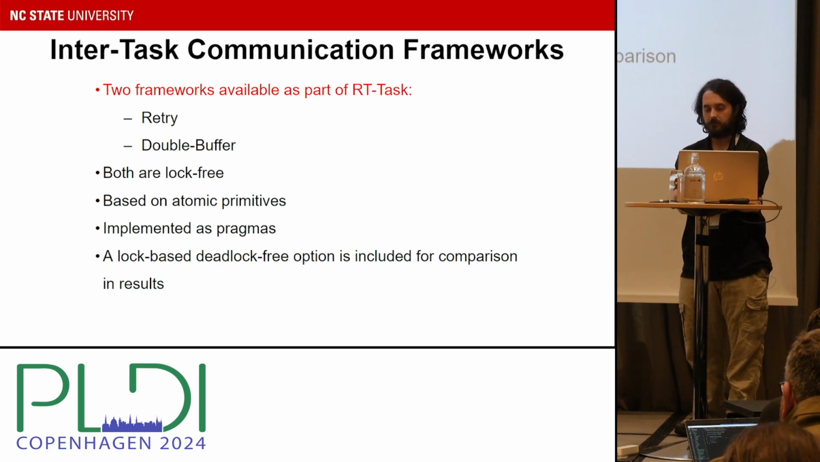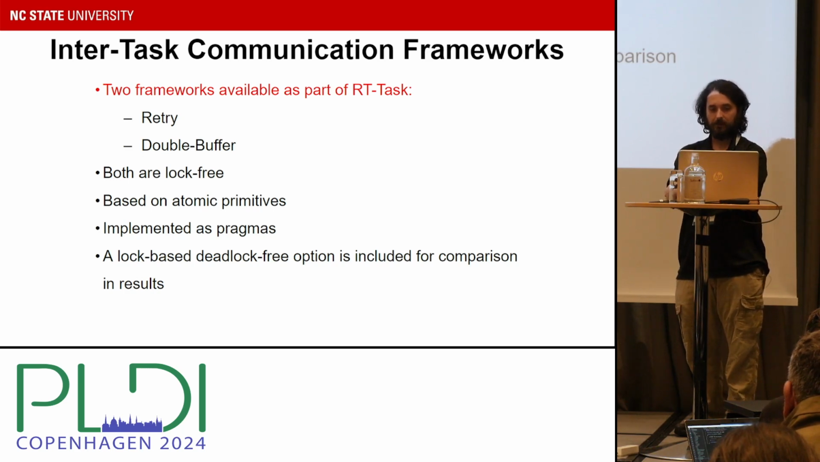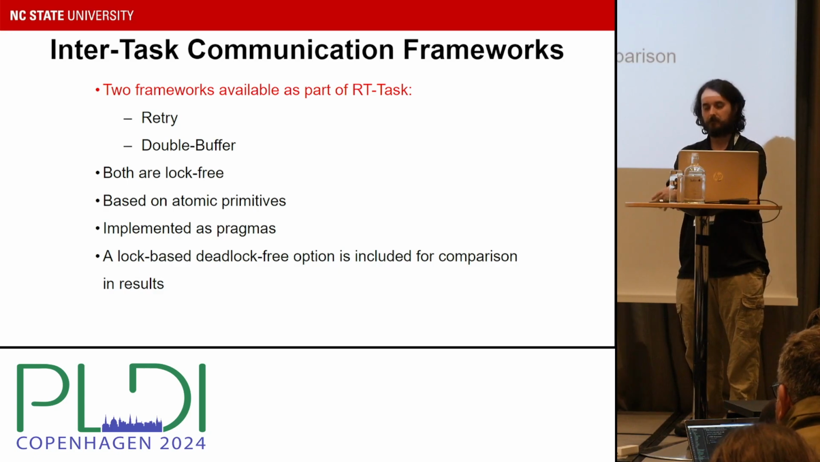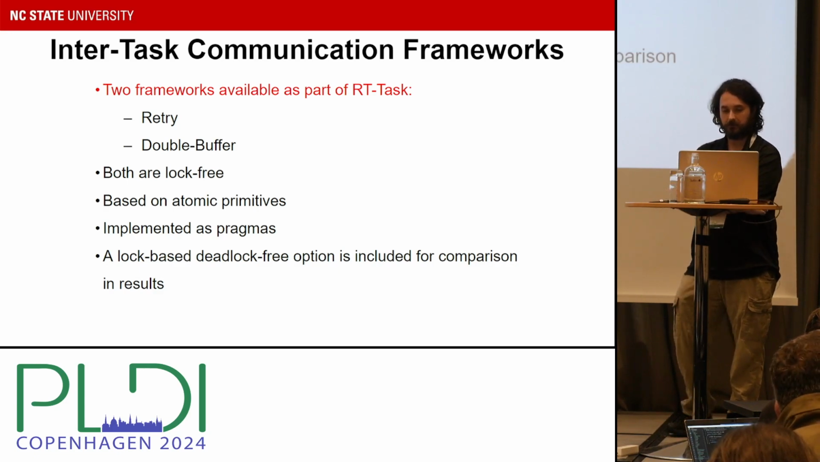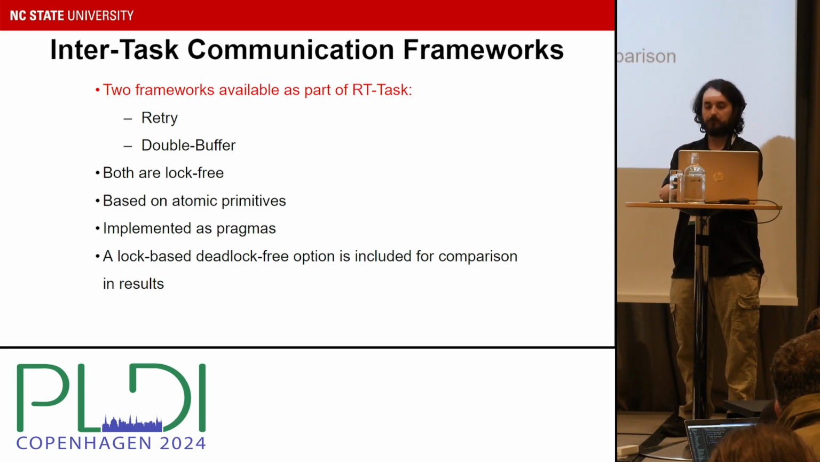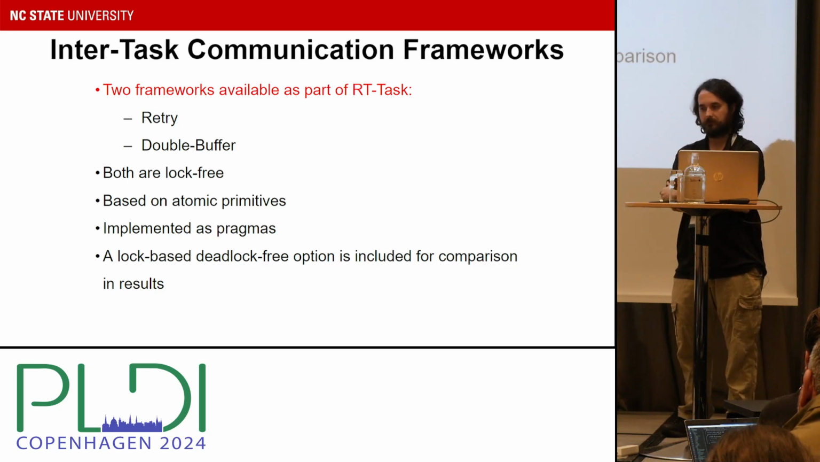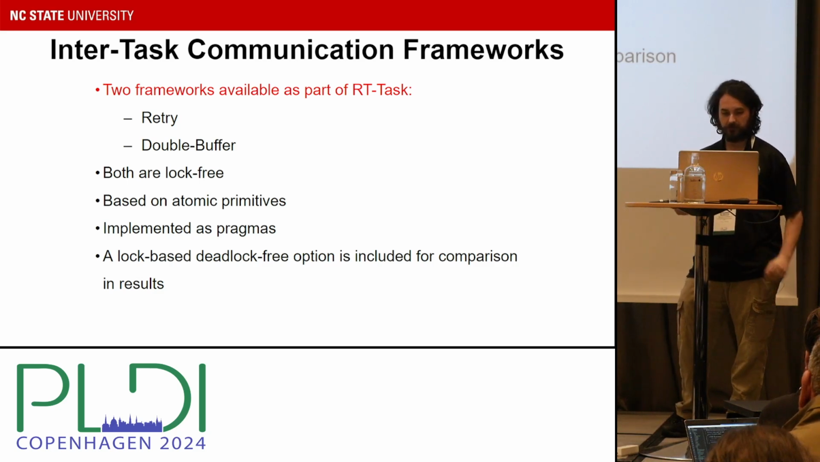So for the intertask communication, there are 2 methods for OpenMP-RT, a retry-based method and a double buffer-based method. They have some advantages and disadvantages that I'll go into. There was a lock-based deadlock-free method using a total ordering of locks created purely to compare with the 2 lock-free ones. That also shows up in the data.